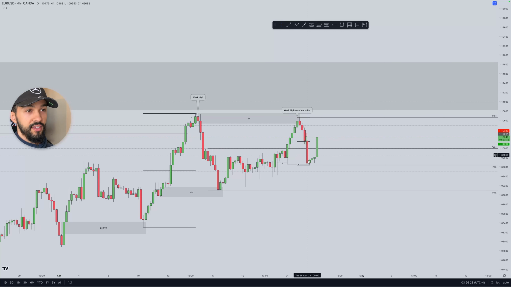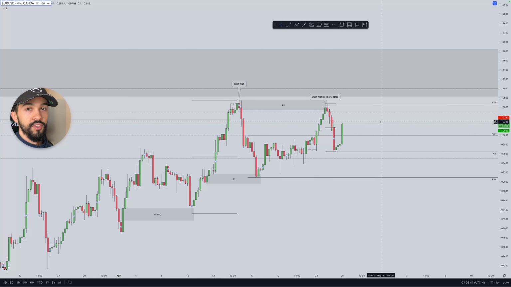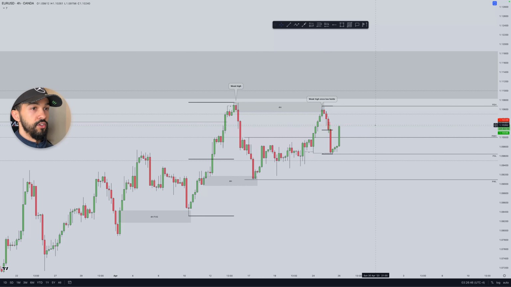I wrote this yesterday, so before this low was actually tested and swept. Now that the low's held, for now this still becomes a weak high, right? So we've got two weak highs here on the higher time frames to go along with my bullish scenario, right? So I'll go down to the hourly.